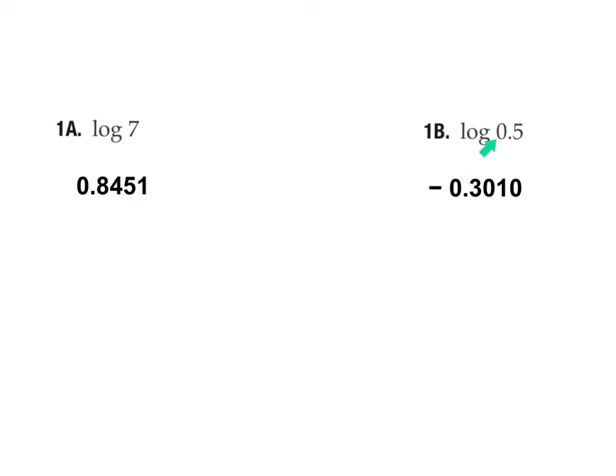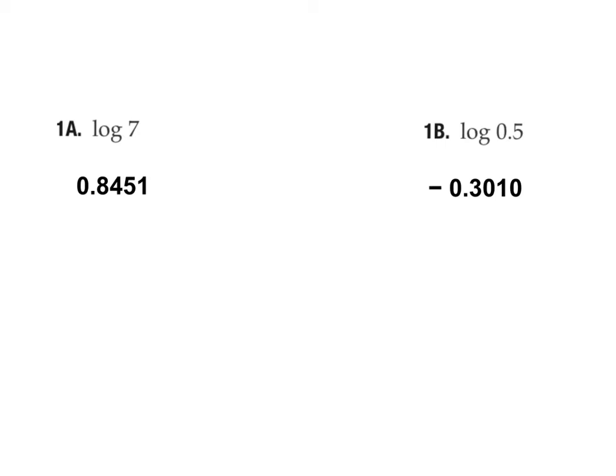And then when you get log of 1/2 or 0.5, you get negative 0.3010. And all you're doing is typing this in your calculator just like that. And this is the power that you'd raise 10 to get this number. Okay? So that's the common log and how that works on your calculator.